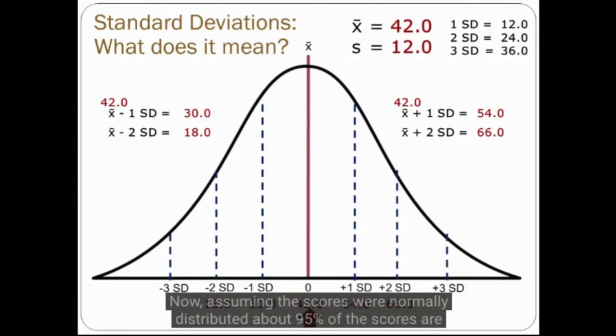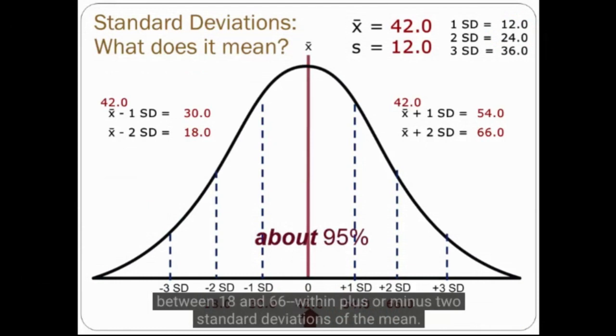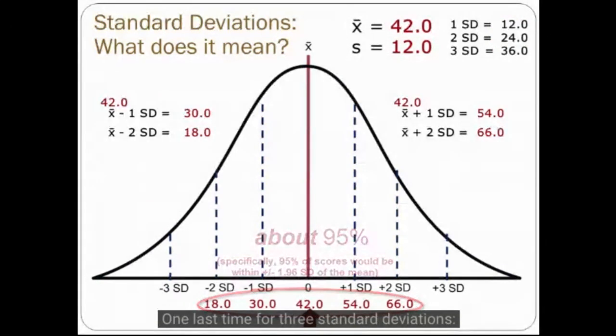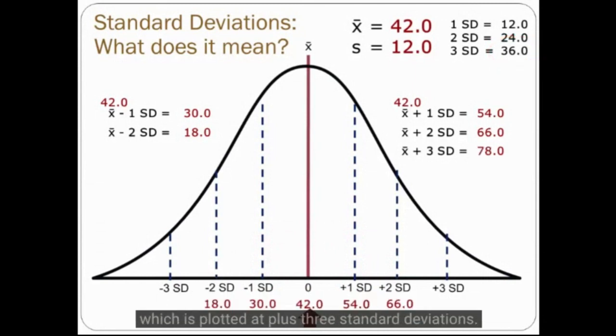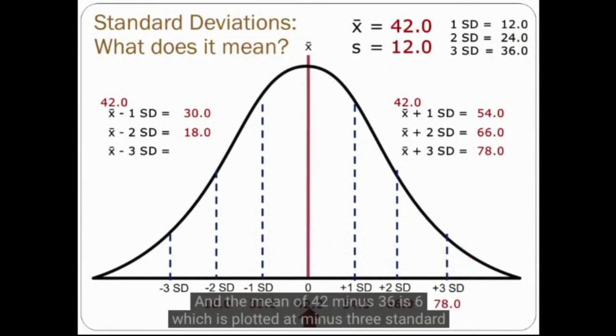Now, assuming the scores are normally distributed, about 95% of the scores are between 18 and 66, within plus or minus 2 standard deviations of the mean. One last time for 3 standard deviations. The mean of 42 plus 36, the score for 3 standard deviations, is 78, which is plotted at plus 3 standard deviations. And the mean of 42 minus 36 is 6, which is plotted at minus 3 standard deviations.